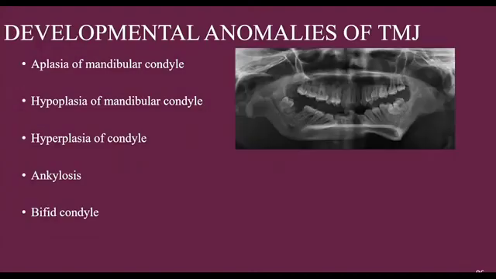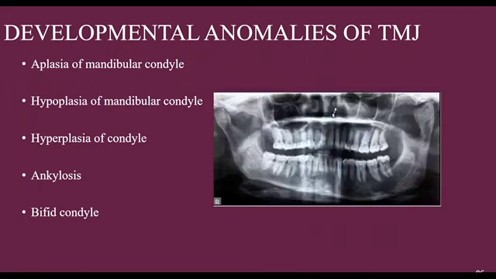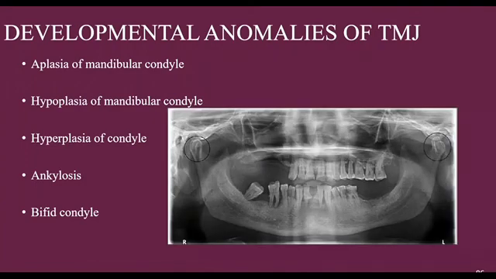Developmental anomalies of TMJ: aplasia of mandibular condyle, there is congenital or hereditary absence of the condyle. Hypoplasia of the mandibular condyle, there is reduced formation of the condyle. Hyperplasia of the condyle, there is overgrowth of the condyle as shown in the OPG. Ankylosis is the bony fusion between the articular surfaces. This is a bifid condyle.